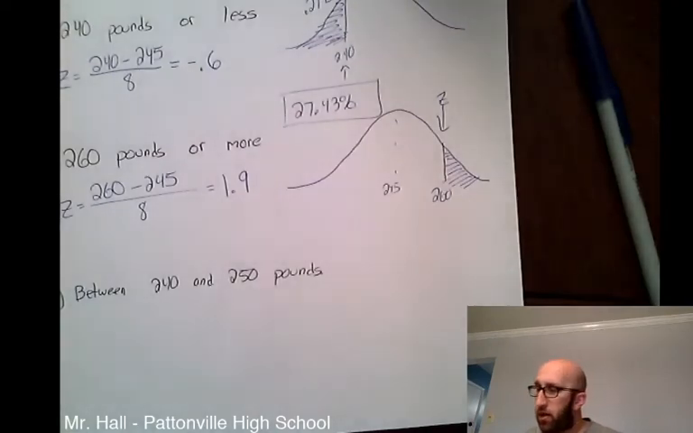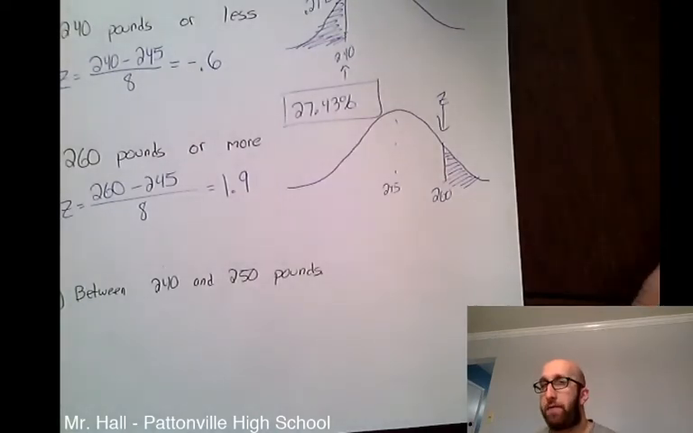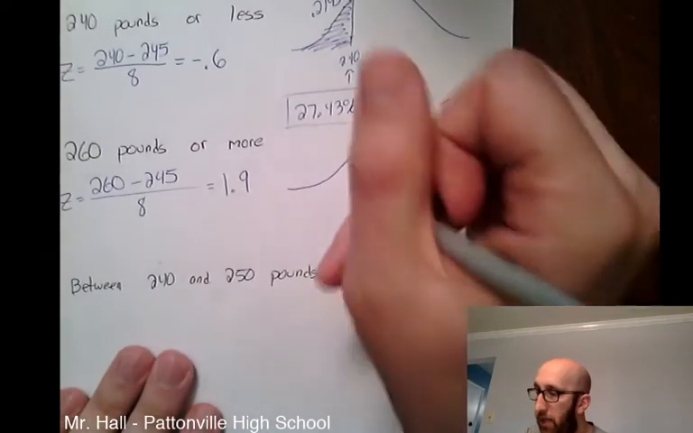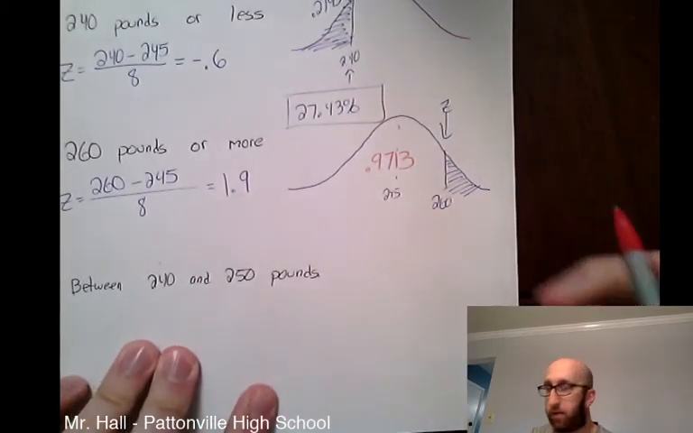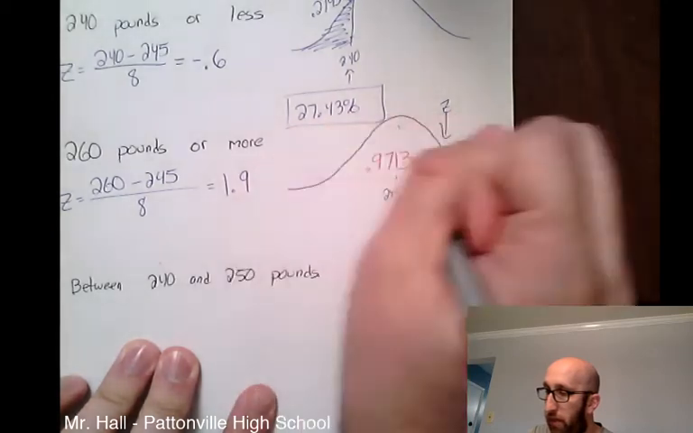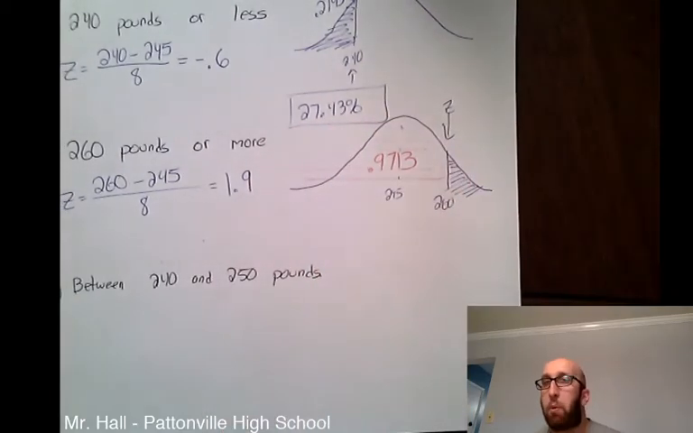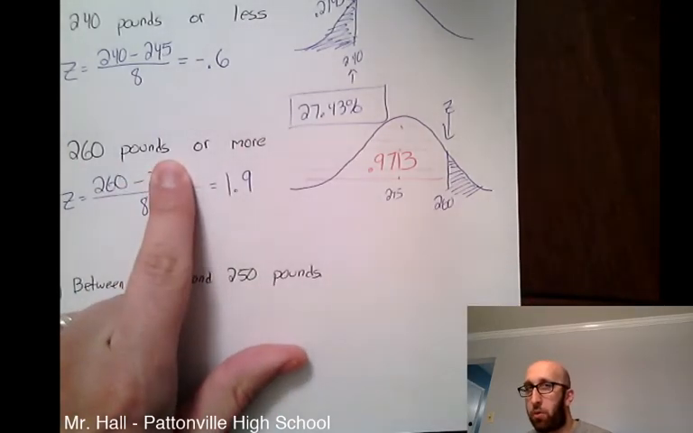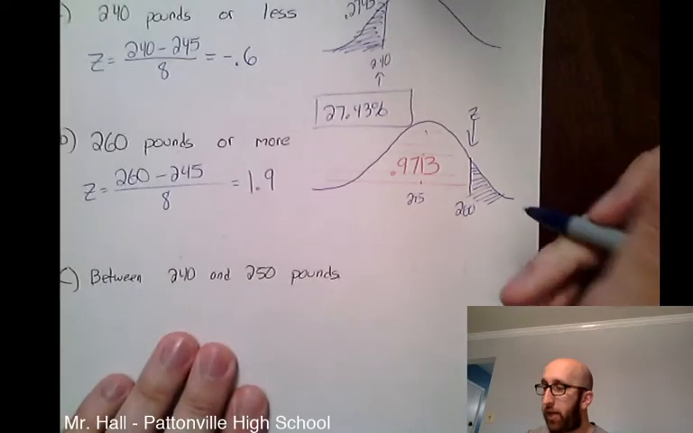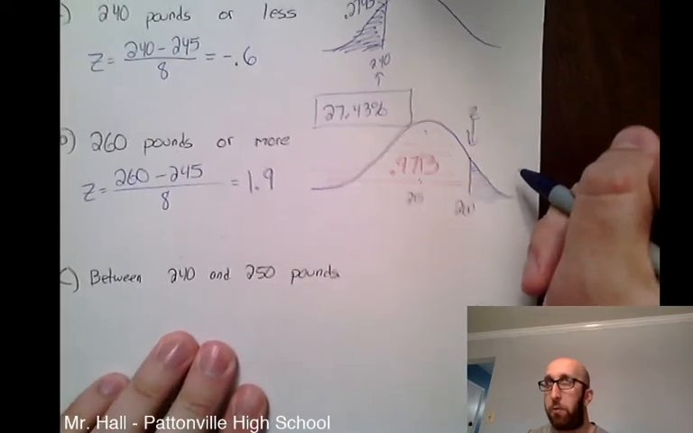0.9713. Now, what you have to keep in mind is that 0.9713 always gives you the area to the left. So I know all of this space over here is 0.9713. That's not what we wanted. We wanted 260 pounds or more. So we're going to have to get a little bit clever here, finding this area to the right.